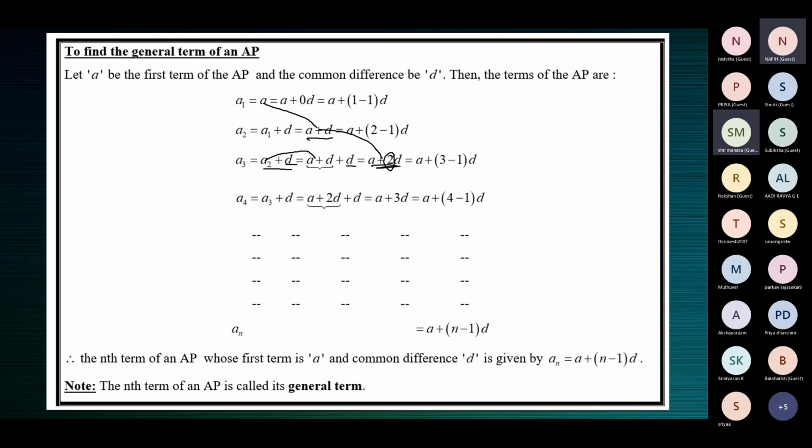So what's the third term? A plus (3 minus 1) into D. The fourth term, A plus (4 minus 1) into D. So the nth term will be A plus (n minus 1) into D. So if you want to find any particular term of the AP, simply use A plus (n minus 1) into D. This expression is used to find the nth term or the general term of the AP.